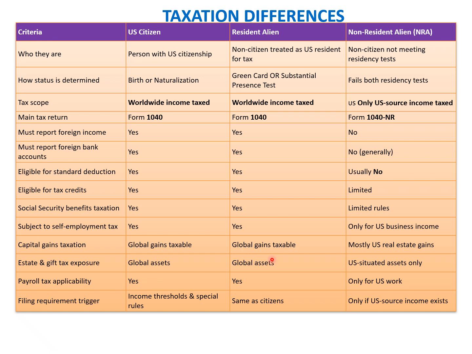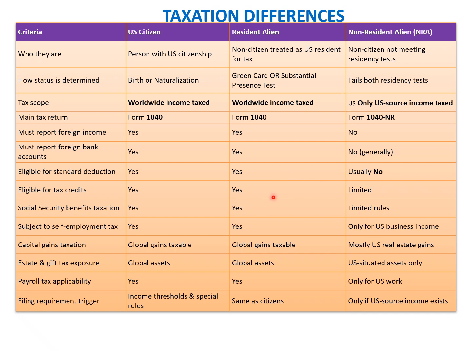But for non-resident, the income is only taxed if it is sourced from the US. So subject to the self-employment tax, only sourced from the US business, US real estate or US situated asset. Only the US income is taxable. Rest of the income they need to report in the country of which they are a citizen. So we'll move to the next slide and have a quick look at the concept of the US source income and the worldwide income.